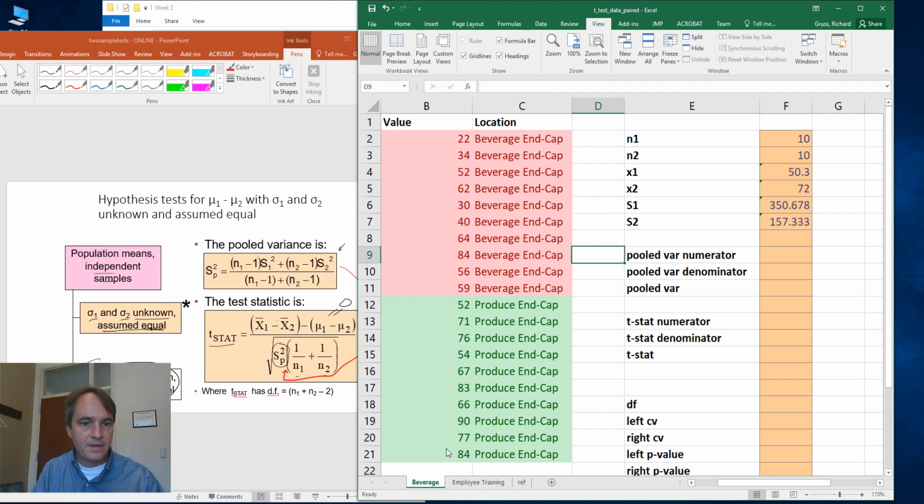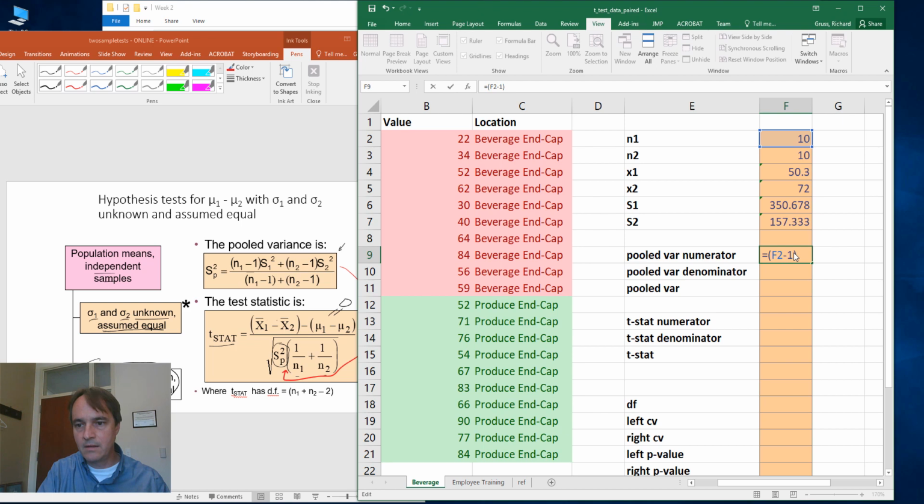Now that we've got these, we can calculate the numerator and the denominator of this. The numerator is just going to be this. The denominator is going to be this. So let's see, the pooled variance numerator. This is going to be equal to N1, which is up here, minus 1. And we'll put that in parentheses. Actually, put the whole thing in parentheses.